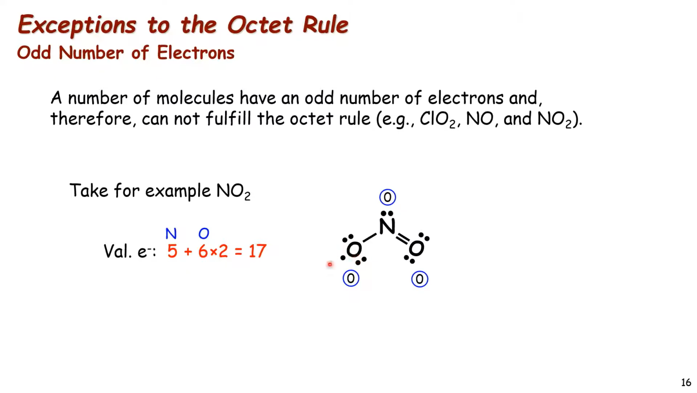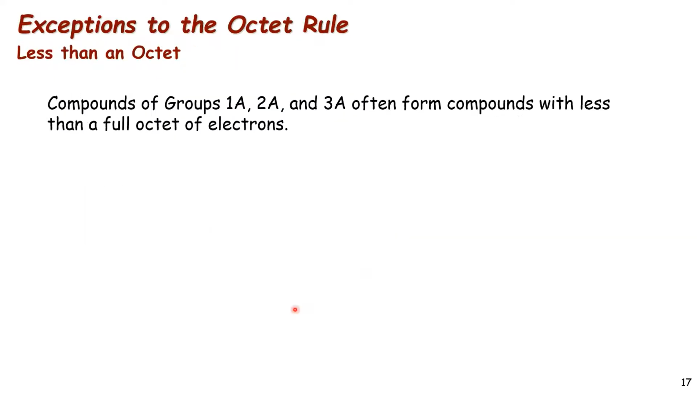And again, it's because of this highly reactive single electron by itself. Okay, next, let's talk about compounds where we have fewer than 8 electrons around each of the atoms. And these are going to occur for compounds in group 1A, 2A, and 3A.